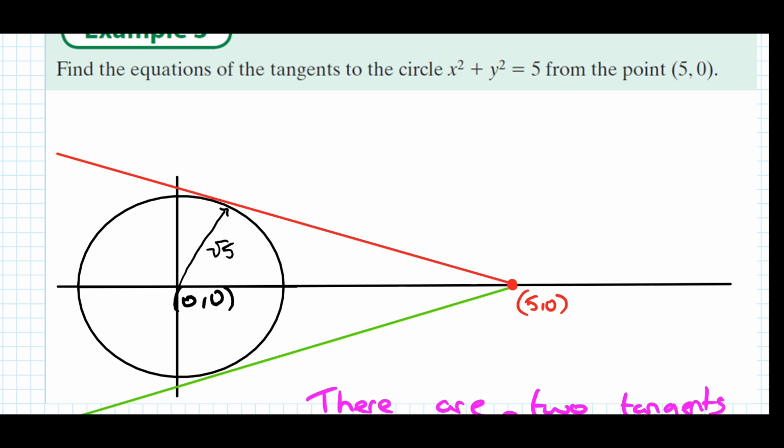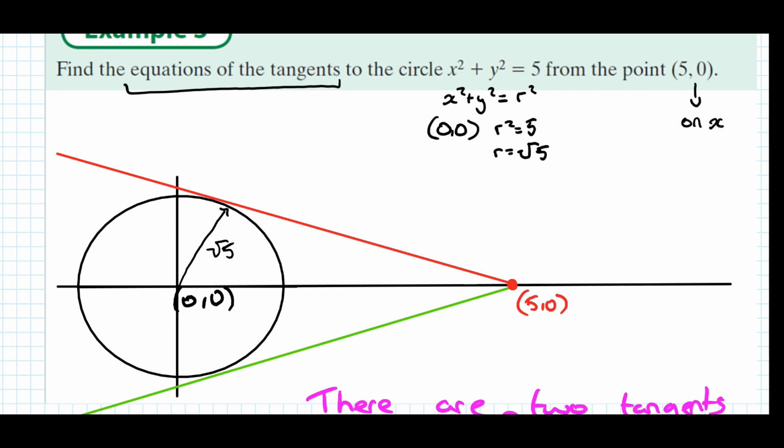Okay, this question is very similar to the previous question. It says find the equations, plural, of the tangents, plural meaning two answers, to the circle x squared plus y squared is equal to 5. Remember, when it's just x squared plus y squared, that's center 0, 0, and that's r squared. So the center is 0, 0, and r squared is equal to 5, so r is equal to the square root of 5. And the point 5, 0, this is on the x-axis.